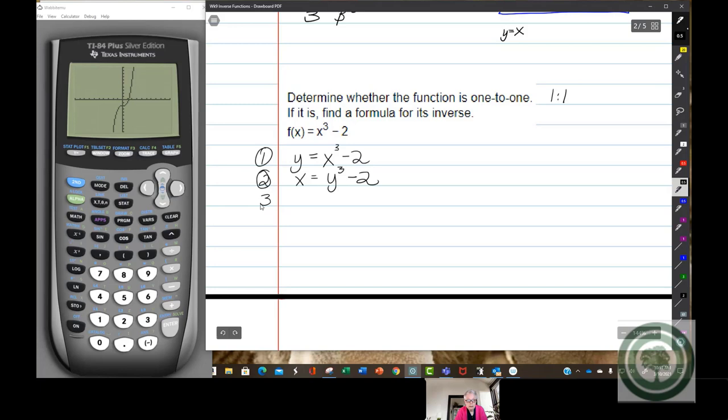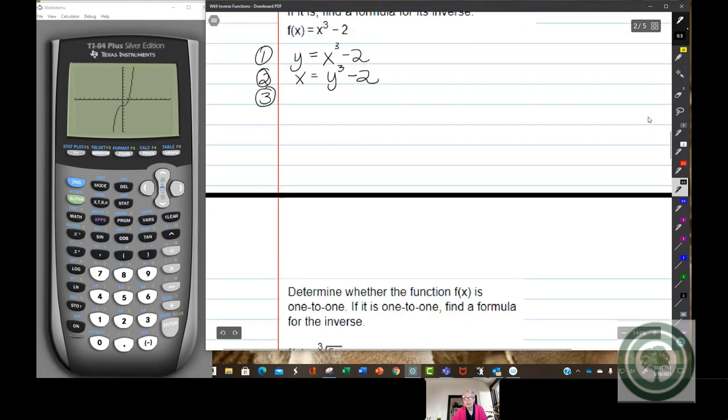Step 3, do whatever it takes to solve for y. I'm going to roll this up, scroll it up. If I add 2 to both sides, that will get y to the third by itself. So x plus 2 equals y to the third.